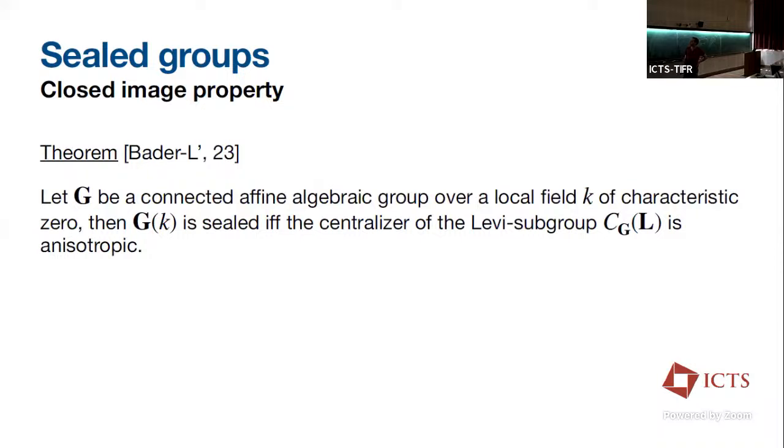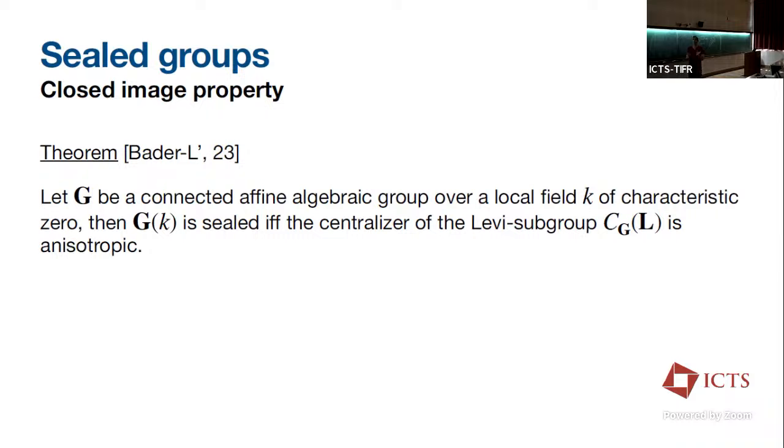And the answer is the following. If I have some connected algebraic group over a field K, now I will assume the characteristic is zero, then the group G is sealed if and only if the centralizer of the Levi part is anisotropic. It's a fancy way to say that the centralizer of the Levi part is compact. And it's a fancy way of saying that the Levi part is basically semi-simple, and it acts with no fixed points on the unipotent radical.